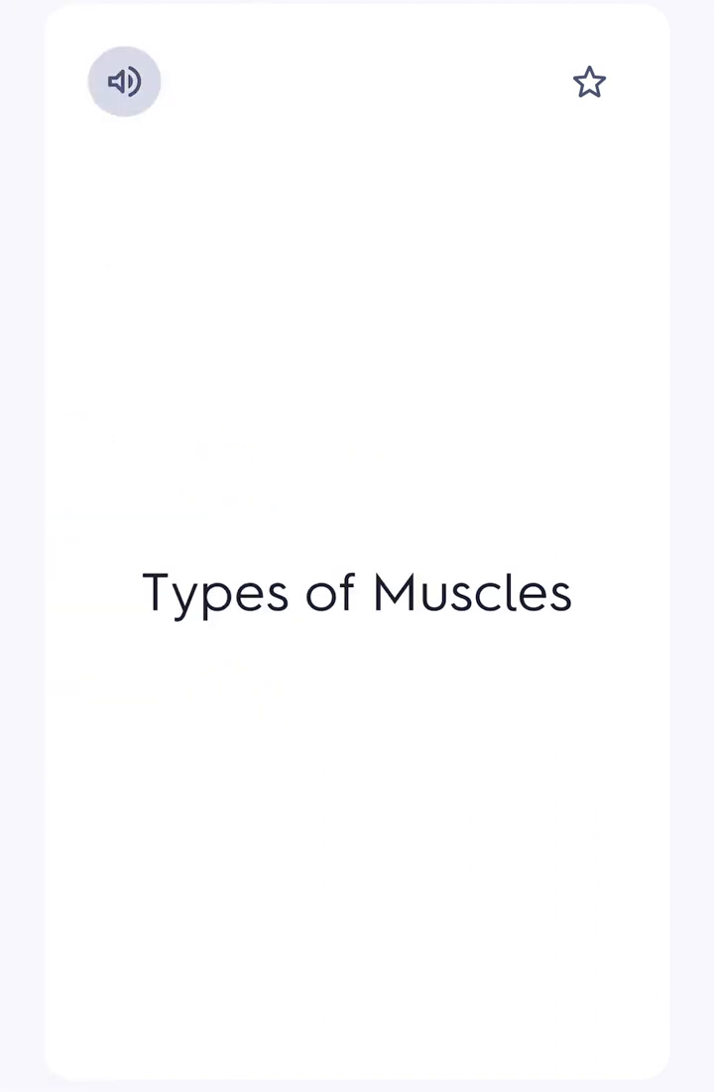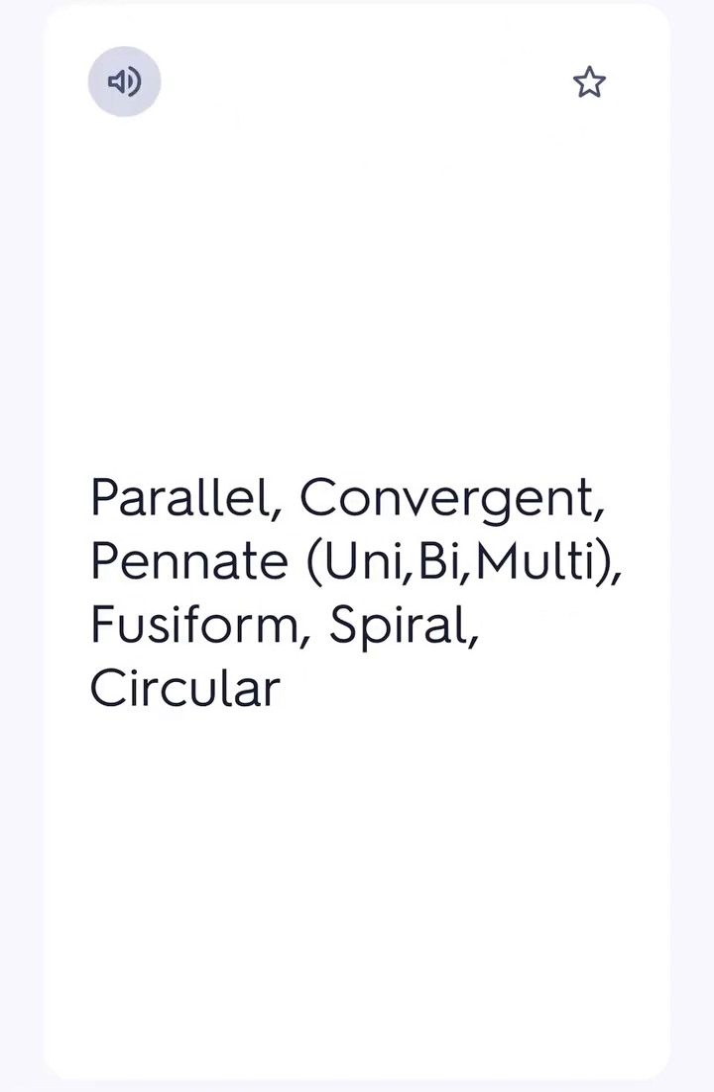Types of muscles. Parallel, convergent, pinnate, fusiform, spiral, circular.